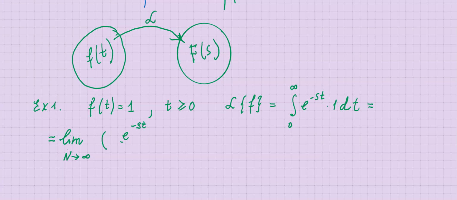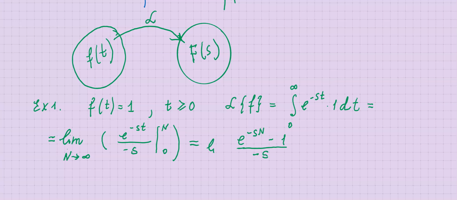Minus st. We have to divide this by minus s, because if we differentiate e to the negative st, you are going to get negative s in front, right? E to the negative st. So we divide by negative s, and I do substitution of 0 and N, right? So my upper limit instead of infinity is N, but then I will bring N to infinity. After I do substitution, I'm going to get e to the power of negative sN minus e to the power of 0, which is 1, right? And over here in the denominator, I'm going to get negative s.